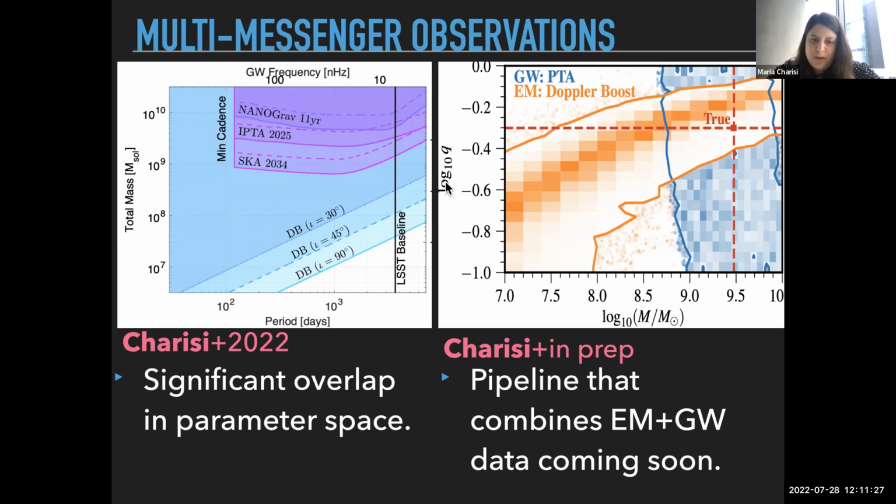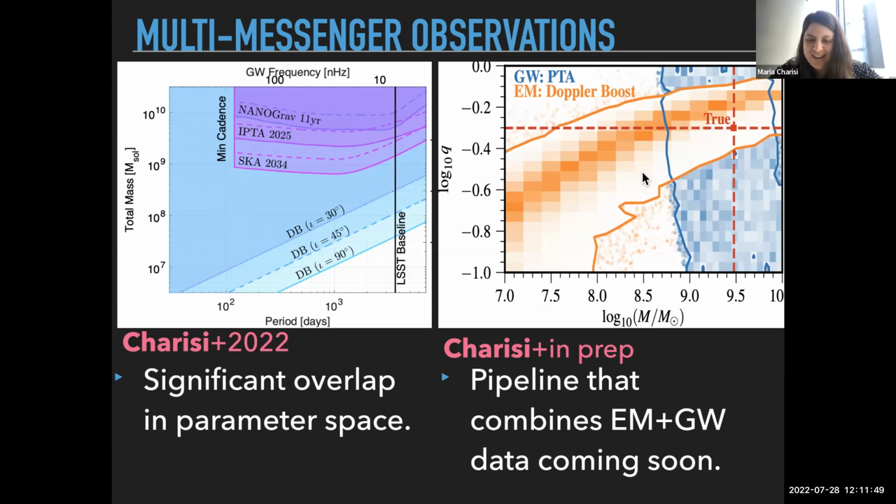So here I'm showing the mass ratio versus the total mass of the binary. And with orange are the constraints we would have if we had electromagnetic data only. Blue are the constraints we would have only with gravitational wave data. And you can see that putting them together, we get better constraints. So, I'm almost done.